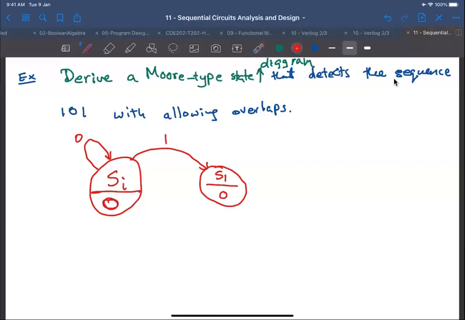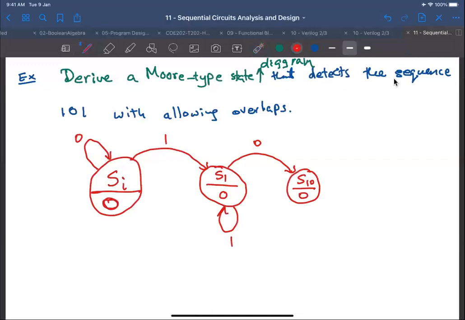But I know that I received 1, which is part of my sequence. Now, if I receive another 1, same thing happens here. I should loop back to S1. And if I receive a 0, I should advance my search to S10, and the output is still 0.